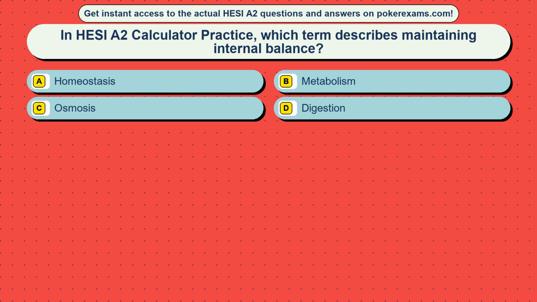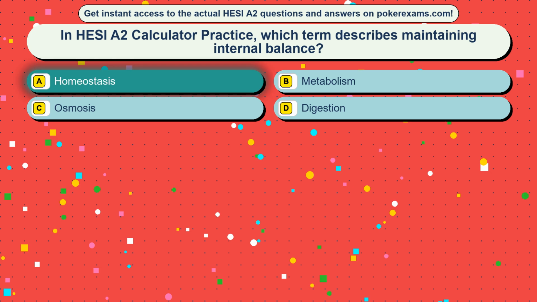Question 33. In HESI A2 Calculator Practice, which term describes maintaining internal balance? Option A, homeostasis. Option B, metabolism. Option C, osmosis. Option D, digestion. The correct answer is option A, homeostasis.